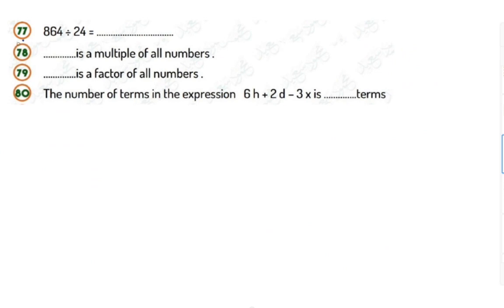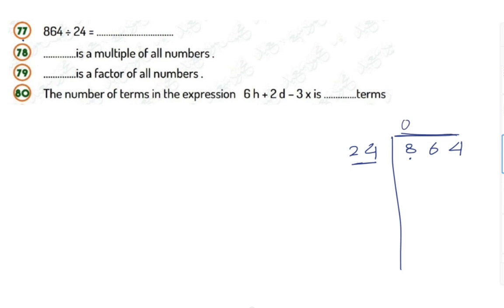Continue. 77. We have a division, 864 divided by 24. Of course, we have 3 digits divided by 2 digits. I will use long division. Okay. Now write the dividend, 864, divided by divisor 24. Okay. So I will need the table of 24. Start with 8. 8 divided by 24 is not working, because 8 is less than 24.